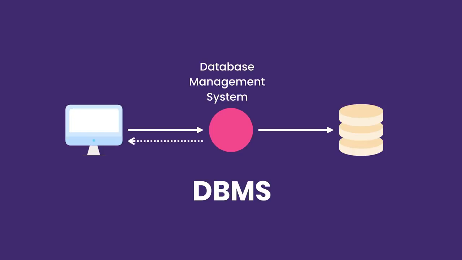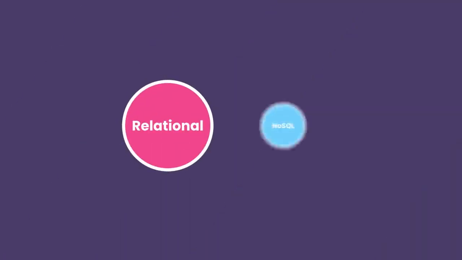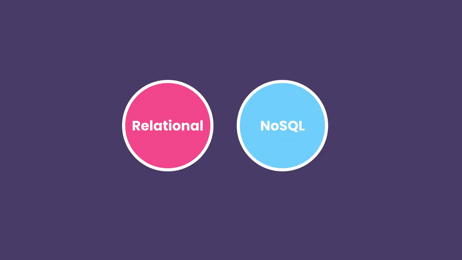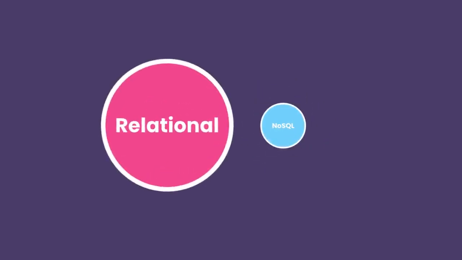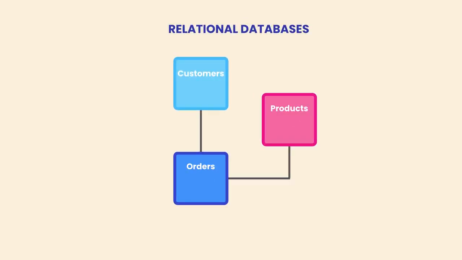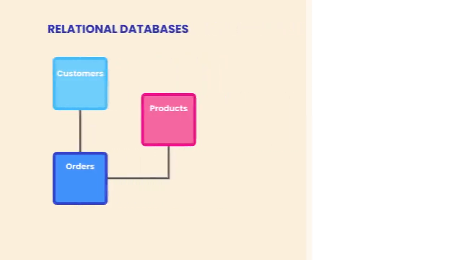Now, we have several database management systems out there, and these are classified into 2 categories: relational and non-relational, also called NoSQL. In relational databases, we store data in tables that are linked to each other using relationships. That's why we call these databases relational databases. Each table stores data about a specific type of object, like customer, product, order, and so on.